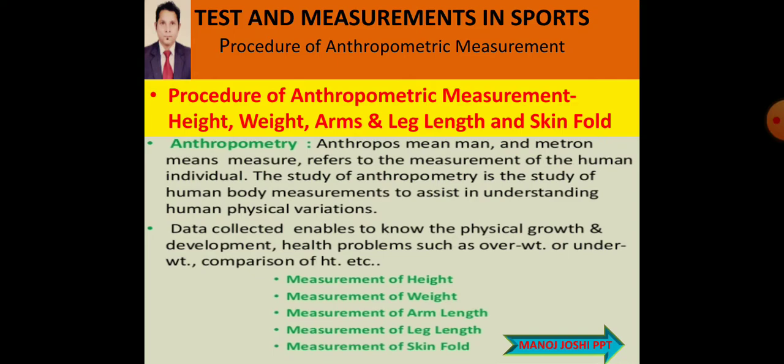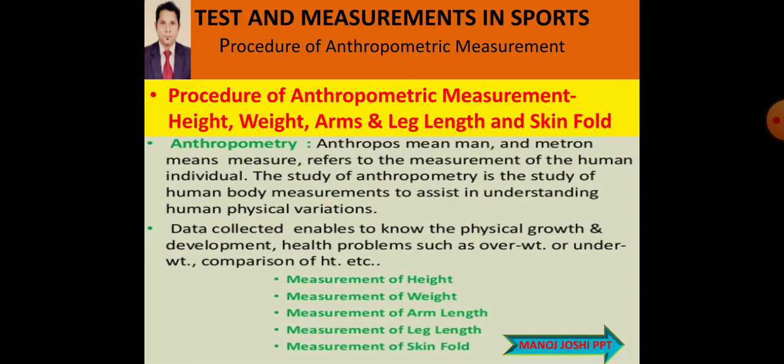So these measurements of height, weight, arm and leg length and skin fold are considered accurate. Data collected enable us to know the physical growth and development, and health problems such as overweight or underweight, comparison of height, etc. So anthropometry includes the measurement of height, weight, arm length, leg length and skin fold.